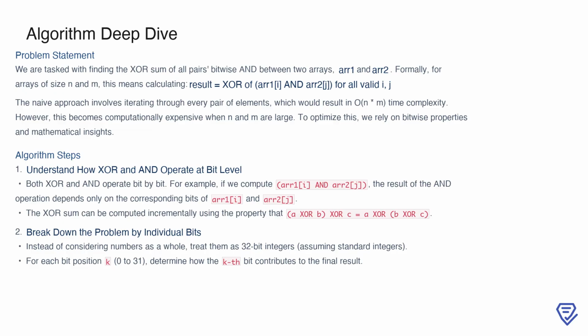Additionally, the associative property of XOR, which states that (a XOR b) XOR c is equivalent to a XOR (b XOR c), can help us compute the XOR sum incrementally. Finally, instead of treating numbers as a whole, we can break them down into their binary representation and analyze how each bit contributes to the final result.